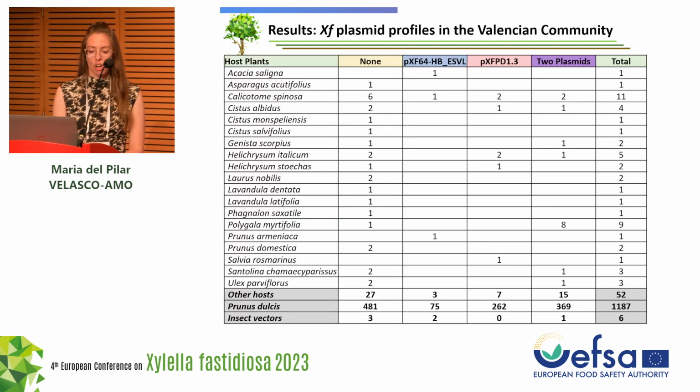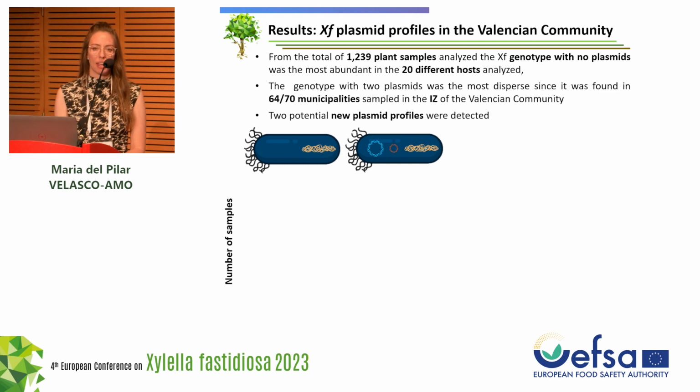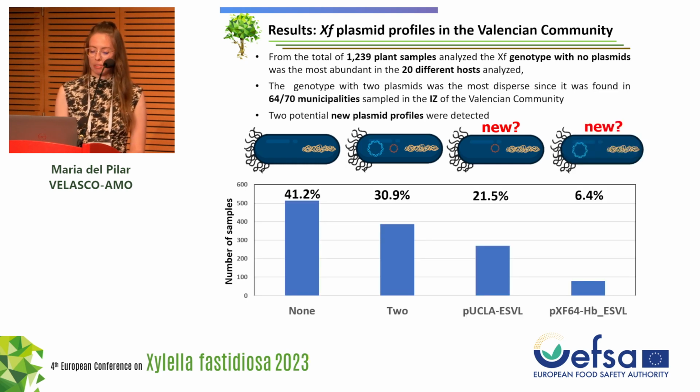So this is the host plant that we analyzed. So in total, we analyzed 1,239 samples. And all the different hosts studied share the same genotypes. That is, the most abundant was the genotype with no plasmid. So from the most to the least abundant genotype, the most abundant was the no plasmid, followed by the genotype with the two plasmids, then the small plasmid, and finally the big one.